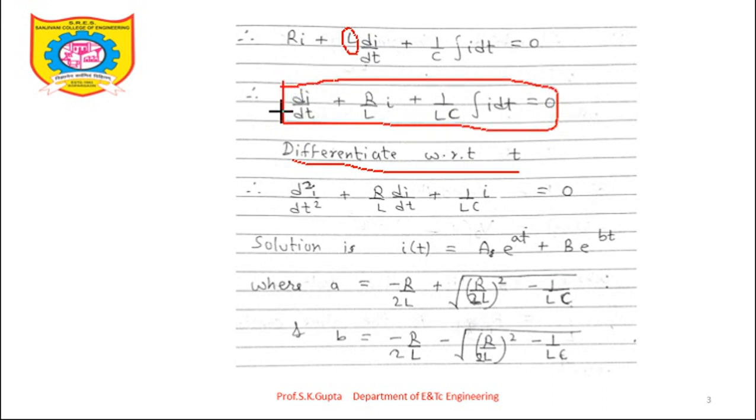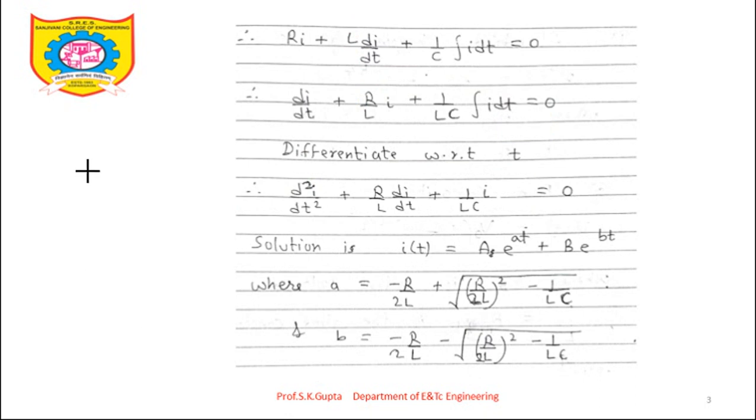So di by dt becomes d square i by dt square, plus R by L di by dt, because R by L is a constant, plus 1 by LC d by dt integration i dt. Derivative and integration are opposite operations, so they will get cancelled out. So I will be left with only i. So this is the second order differential equation.